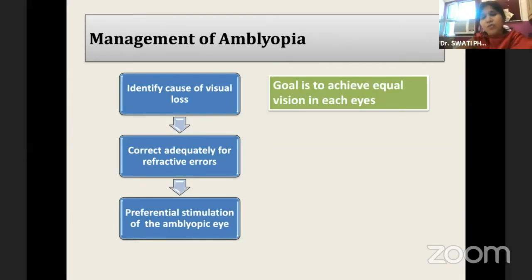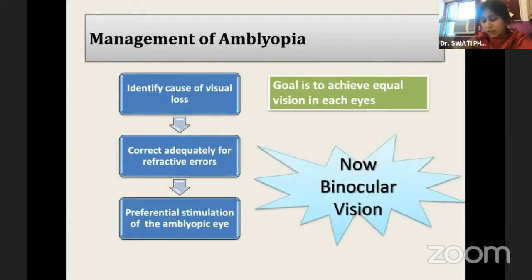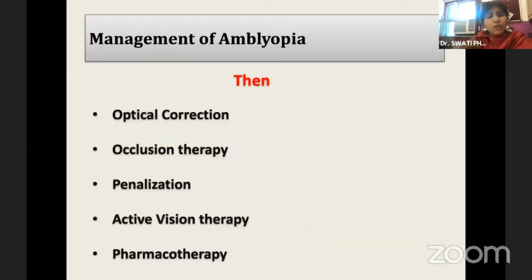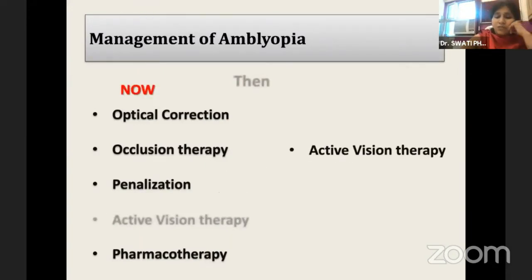So earlier the goal was to achieve equal vision, but now the goal is to achieve binocular vision and stereopsis. So our goals have changed. Therefore, the management of amblyopia has also evolved with it. What was initially optical correction, occlusion therapy, penalization, and other methods, has now moved on, and active vision therapy is coming up in a big way in the management of amblyopia. I'll be showing how we can do active vision therapy with the help of the different apps that are coming nowadays.